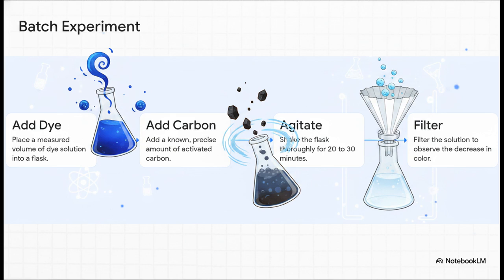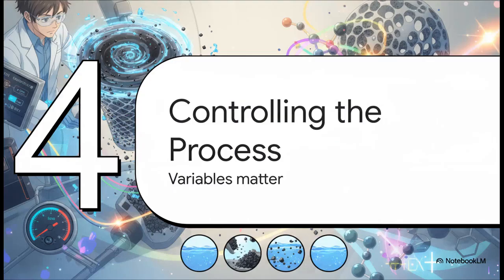Finally, the solution is filtered to separate the carbon from the liquid. We then compare the color intensity of the filtrate with the original dye using a colorimeter, a spectrophotometer, or even just simple visual observation. That decrease in color clearly indicates the amount of dye removed and lets us calculate the exact adsorption capacity.